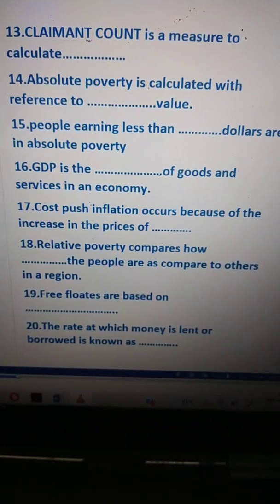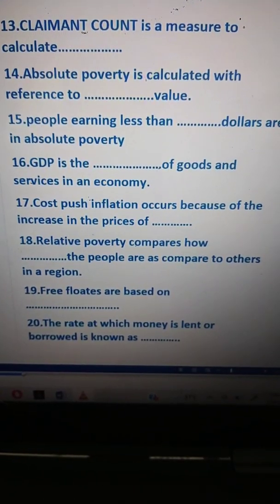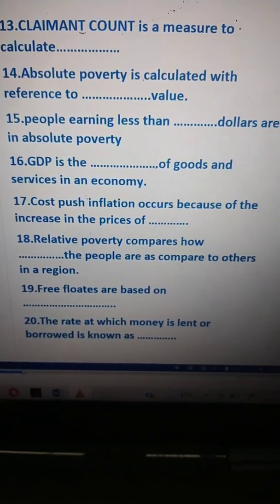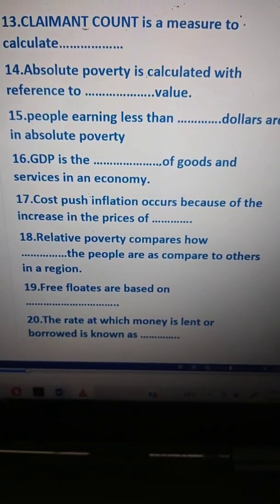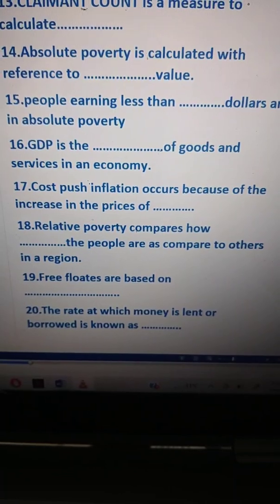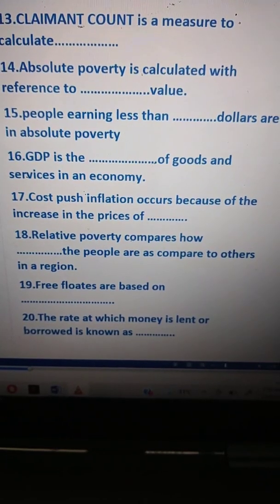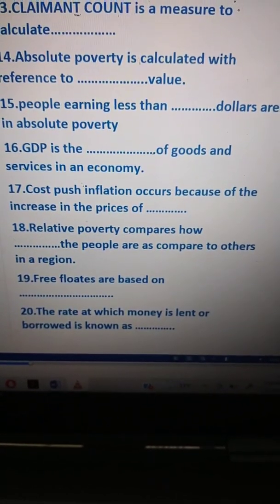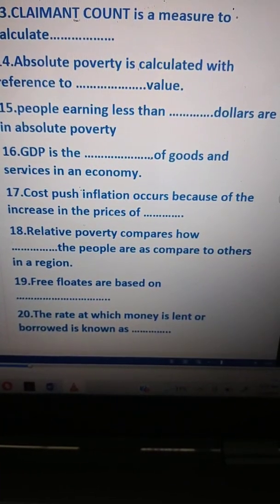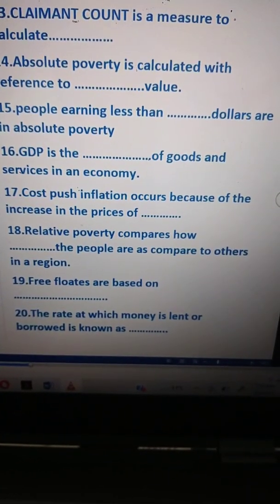Question 16. GDP is the dash of goods and services in an economy. So GDP is the increased production of goods and services in an economy. Number 17, cost push inflation occurs because of the increase in the prices of what? Raw materials. Raw materials or the factors of production. That's absolutely correct.